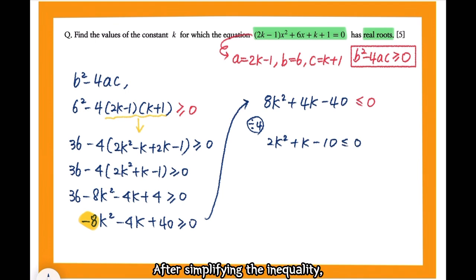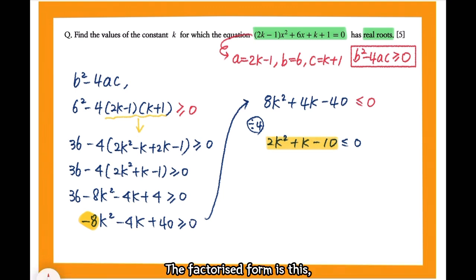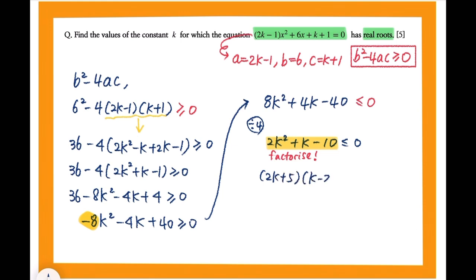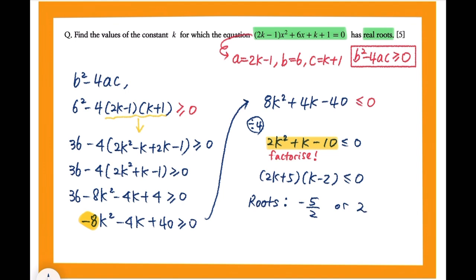After simplifying the inequality, we now need to factorize the left side to see where the values of k would be. The factorized form is this: (2k plus 5) times (k minus 2) is less than or equal to 0. Now we know that the roots from this factorized form are minus 5 over 2 or 2.